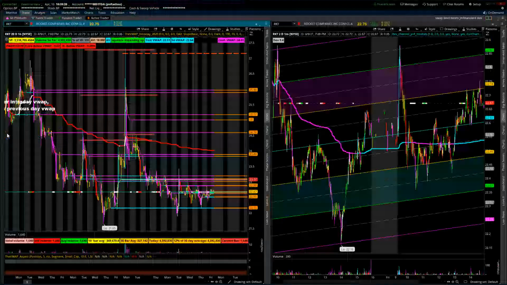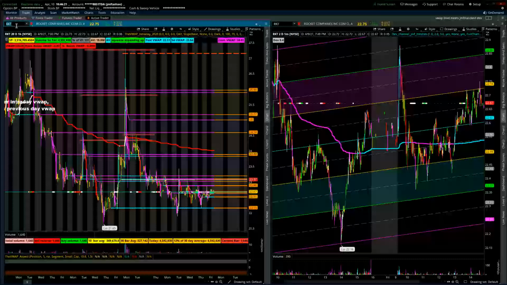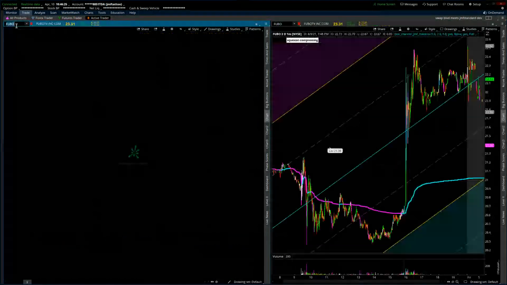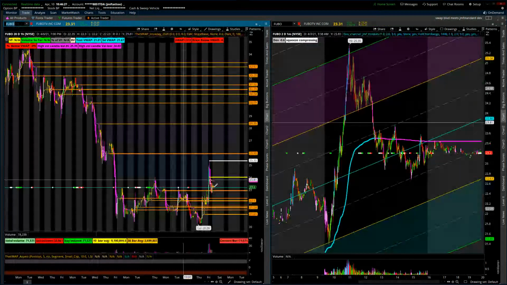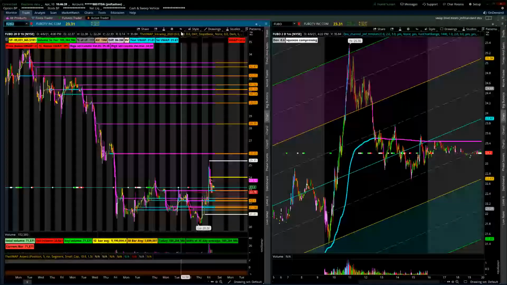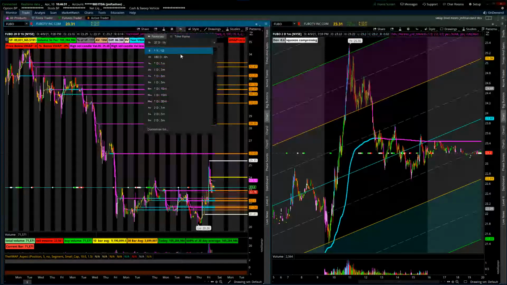So let me show you this pattern that has been setting up lately, and it played out yesterday on Fubo multiple times. I have been saying that I want to track it, and I just have not made the time to do it yet. So today, that's what we're going to do. We're going to start the spreadsheet that tracks this data.